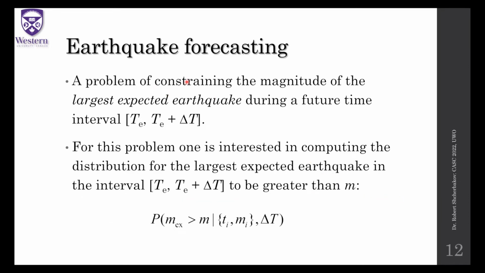So that's the problem of constraining the magnitude of the largest expected earthquake during a future time interval. This is what I'm addressing here. For this problem, one is interested in computing the distribution for the largest expected earthquake during that forecasting time interval, and for that largest expected earthquake to be greater than a given M. So basically we want to compute this so-called probability density function. If we are able to compute that, then we can estimate those probabilities.